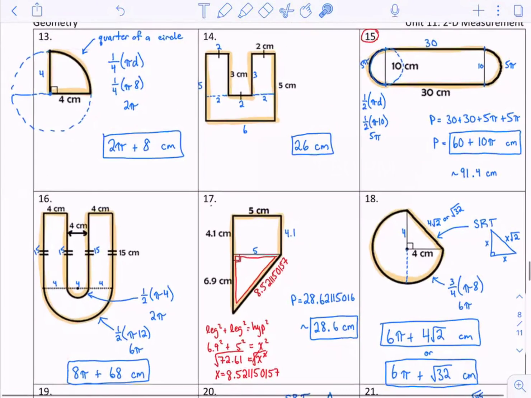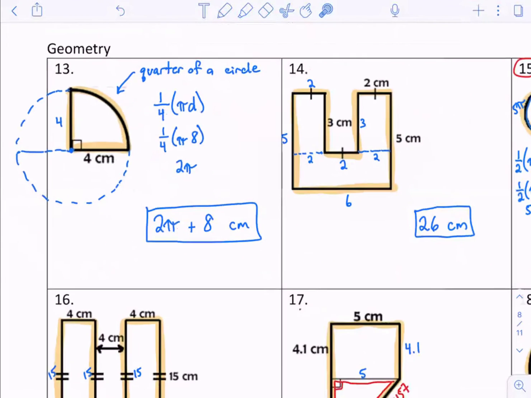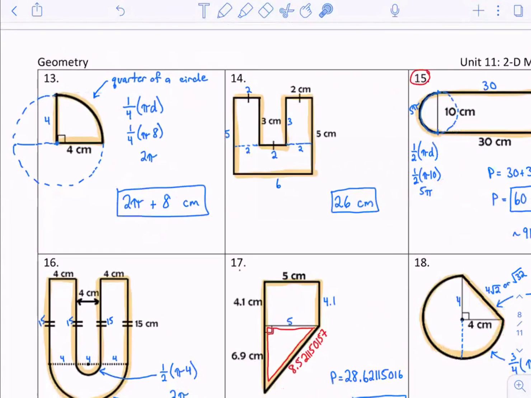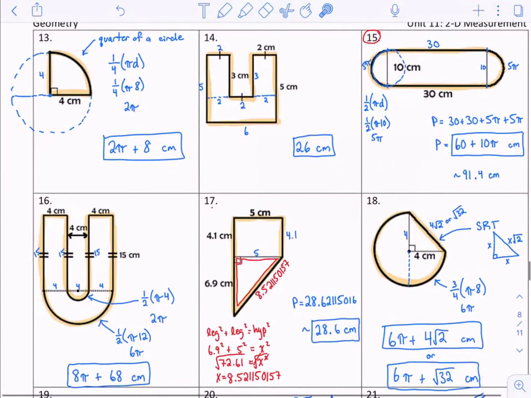Here's another one that talks about a piece of a circle. Now you could have done, hey, I have 90 out of the 360, and that would have reduced to 1/4, or some of you can recognize this is a quarter of a circle. So if the quarter of the circle plus the 2 straights, 4 and 4 is 8.